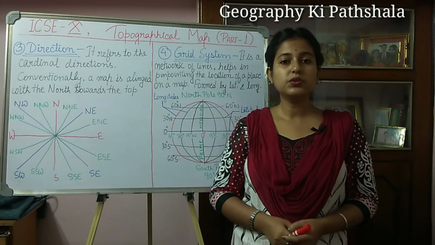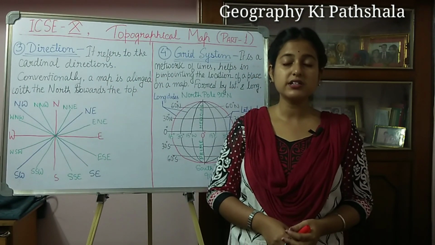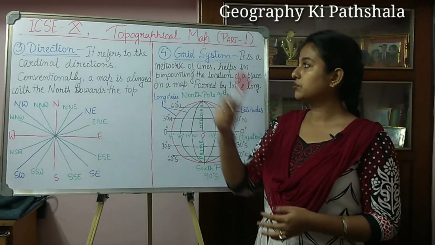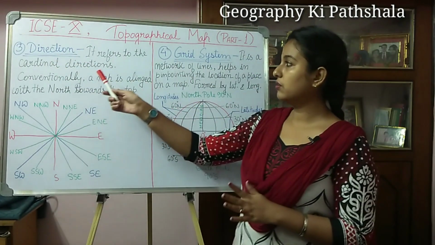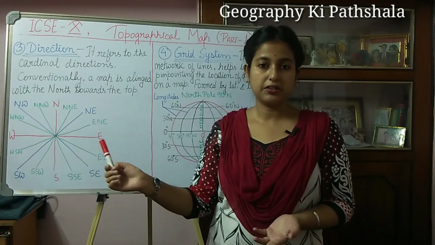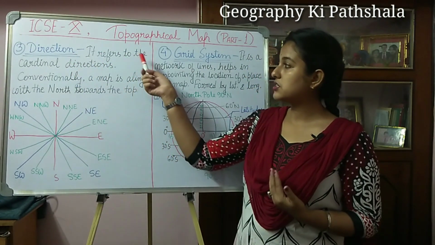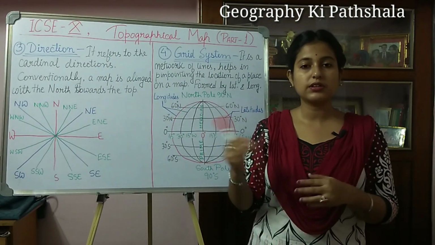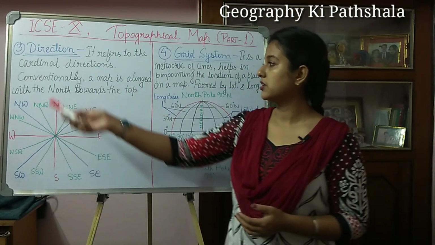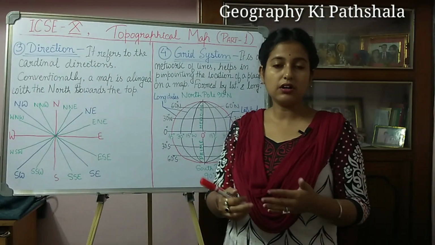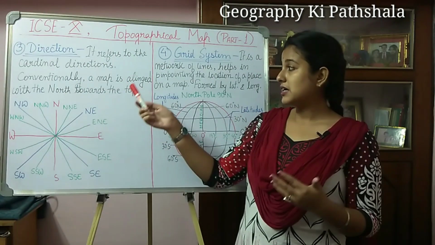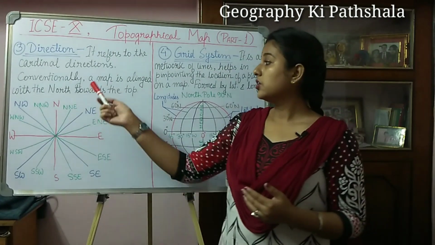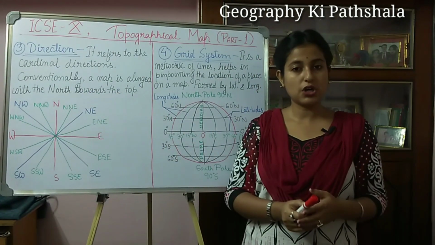Now we come to the third and fourth elements, the third is direction and the fourth one is the grid system. So what do we mean by direction? It refers to the cardinal directions, meaning the north, south, east and west directions. And conventionally, or usually, we see that a map is aligned with north towards the top.